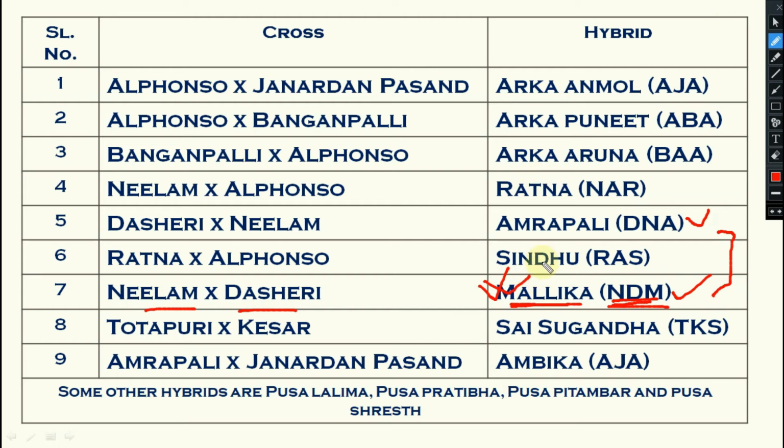Okay, similarly you see the next one, Sai Sugandha, TKS. What is that? Totapuri into Kesar. Totapuri cross with Kesar, they have produced which one? Your Sai Sugandha variety. Okay, very new variety, this one.